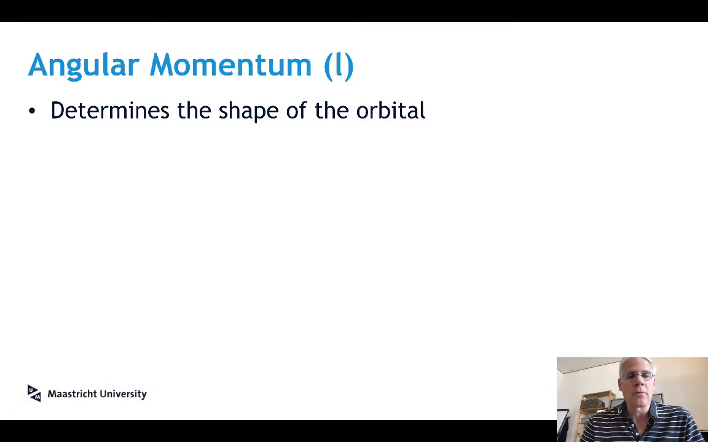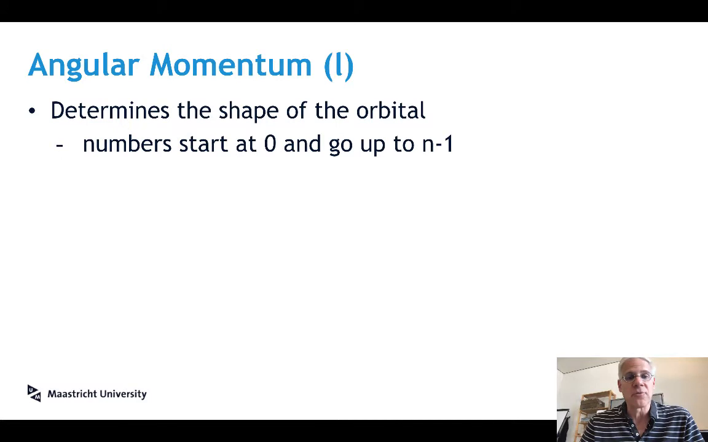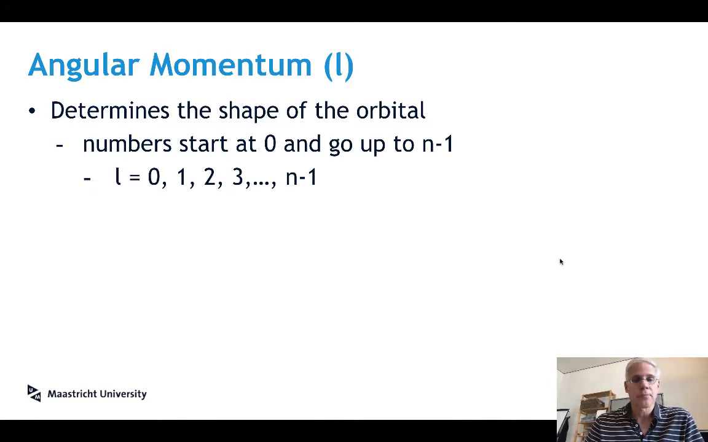Angular momentum L determines the shape of the orbital. We have lots of different shapes of the orbitals. The values allowed for L are a little bit more complex than n. So they're numbers that start at 0, and they can go all the way up to n minus 1. So the value of n helps determine what the value of L can be. Okay, at least it determines the limits. So L can be equal to 0, 1, 2, 3, etc., up to n minus 1.